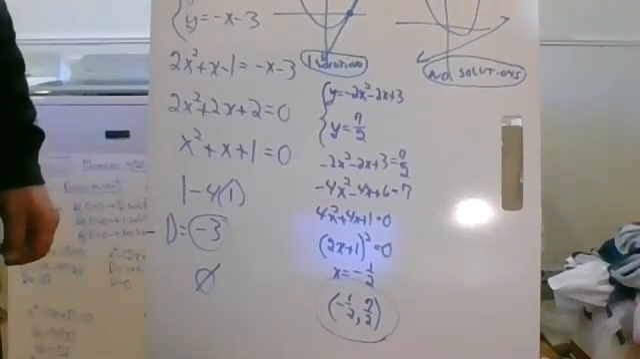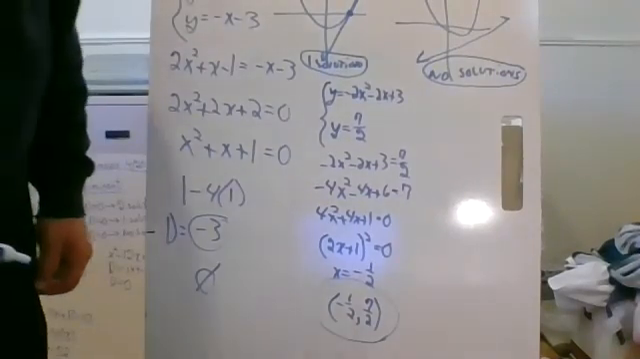Does everybody see it? All right. Those are the two methods that we have. You can do it on a graphing calculator, or you can do it by substitution.